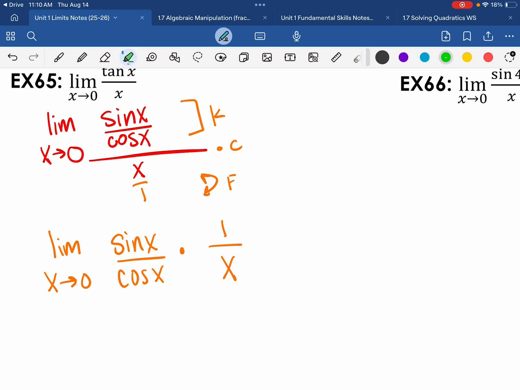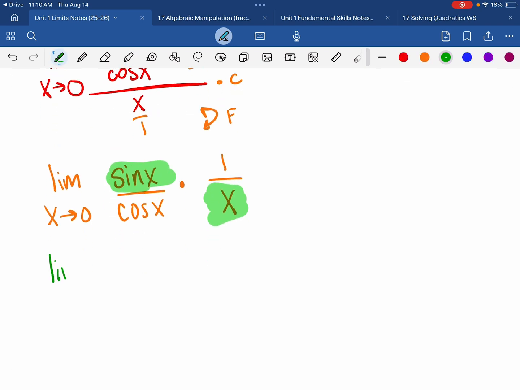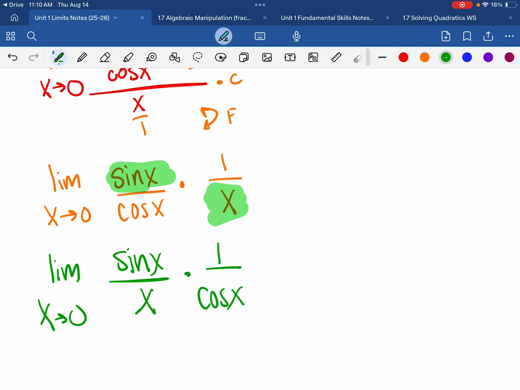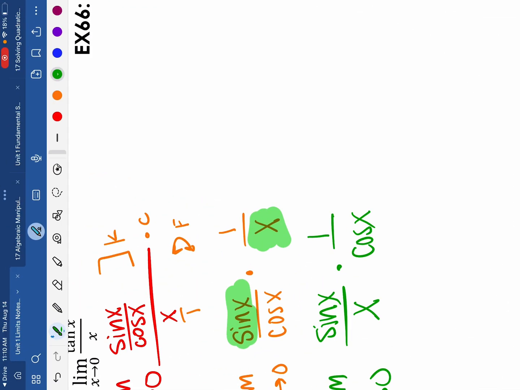Okay, so now if you look here, I have sine x over x, which is one of my special trig limits. Because this is all multiplying, I'm just going to rewrite this so the sine x and the x are on top of each other and the cosine is on the other fraction. Because when multiplying, it doesn't matter the order that you multiply in. 2 times 3 is still 3 times 2. So I'm going to rewrite this, the limit as x approaches 0 of sine x over x times 1 over cosine x. I can do that because it's multiplying. You can't do that if you're adding and subtracting.